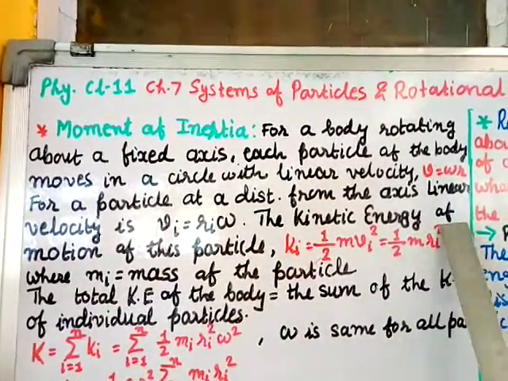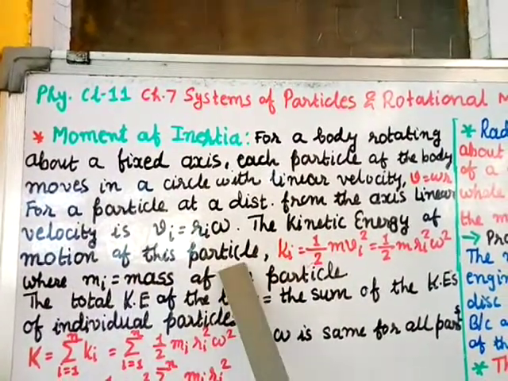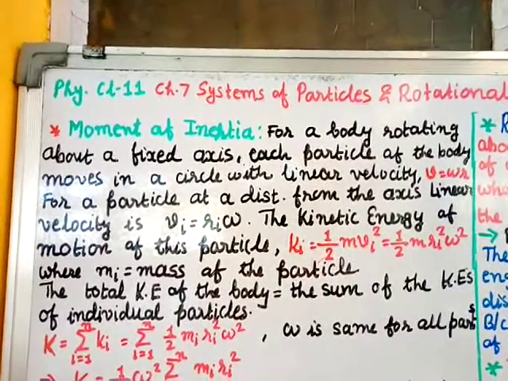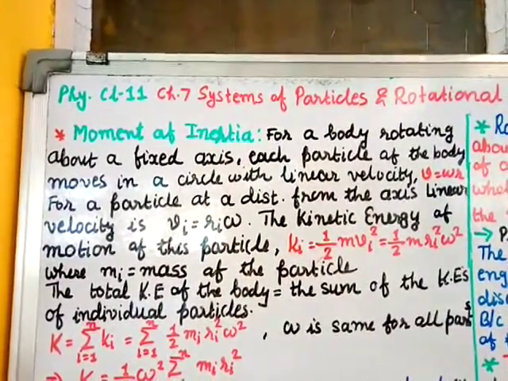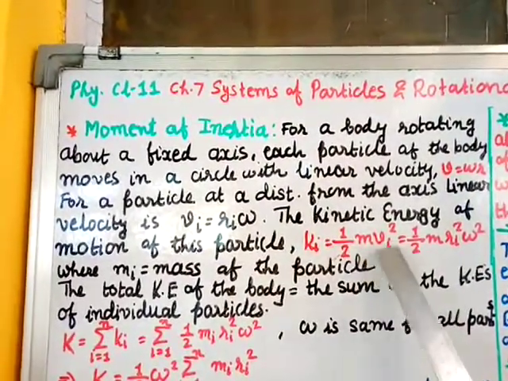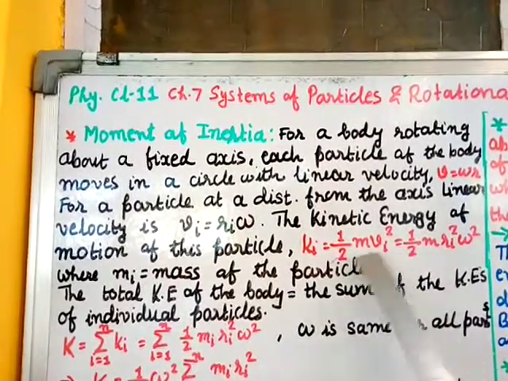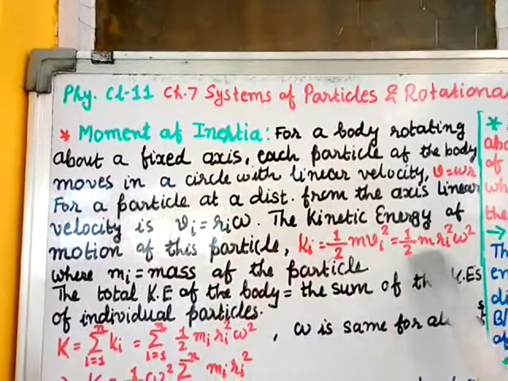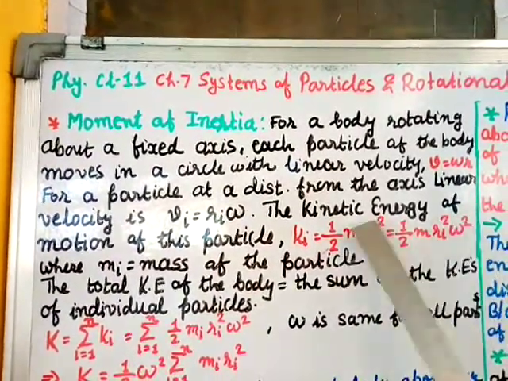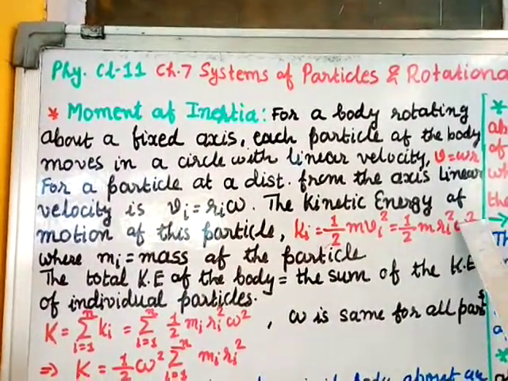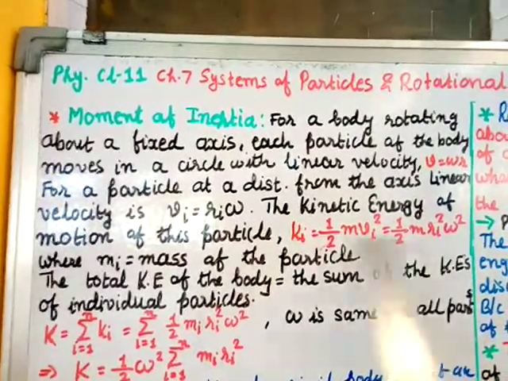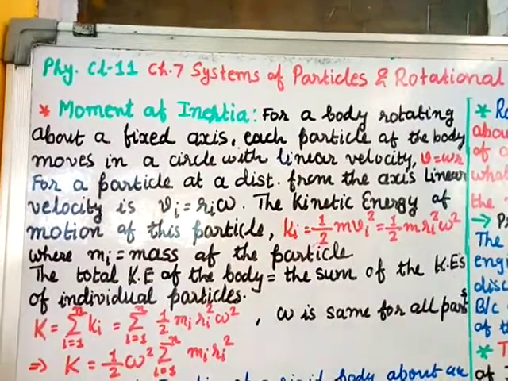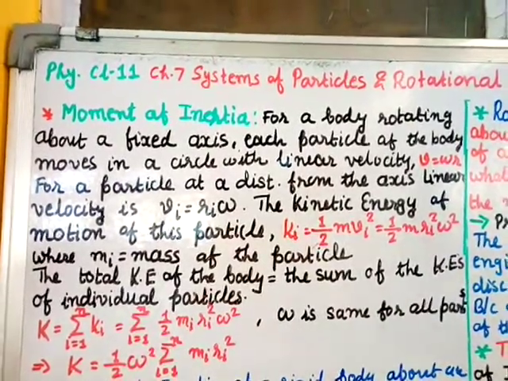The kinetic energy of motion of this particle, ki, is equal to 1 by 2 m vi square. We know the kinetic energy is given as 1 by 2 m v square. For the ith particle, we put the value vi as ri omega, so ri omega whole square will be ri square omega square. Here m is the mass of the particle, you can say mi for the ith particle.